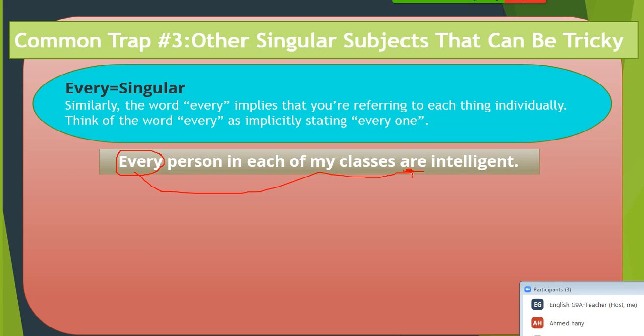So the correction should be: every person in each of my classes is intelligent. That's right, excellent.